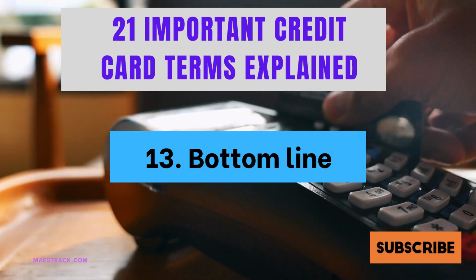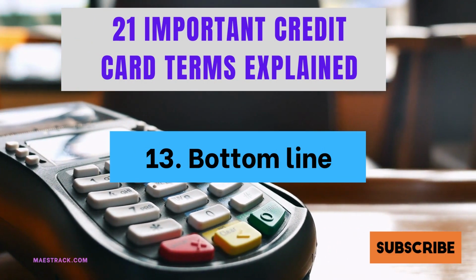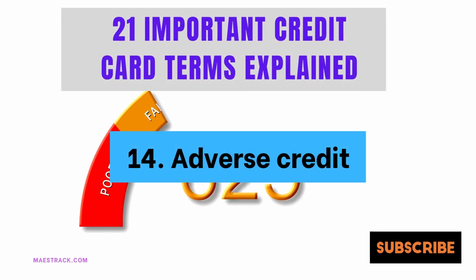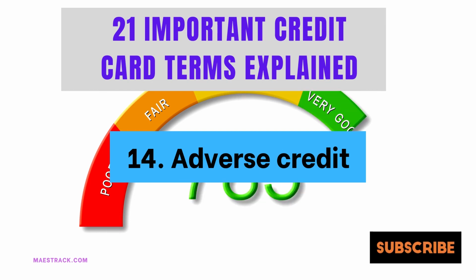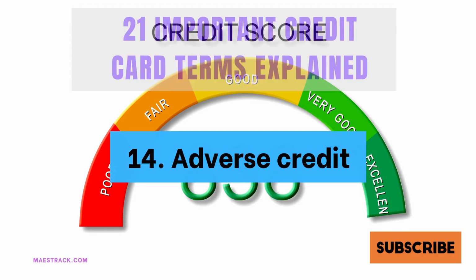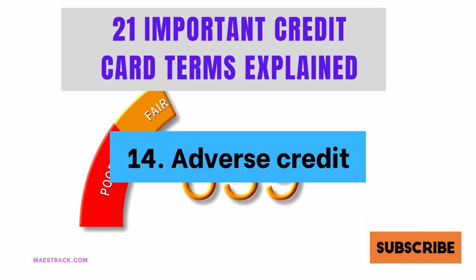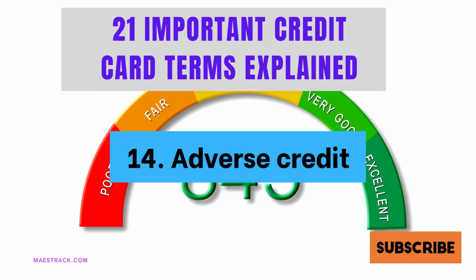13. Bottom line. The bottom line refers to your monthly earnings less your expenses. 14. Adverse credit. This refers to a situation where a person or organization has a low credit score resulting from previous poor management of debt. This poor management of debt could include defaults, etc. All these negative payment information will be on the credit report of the credit card holder.